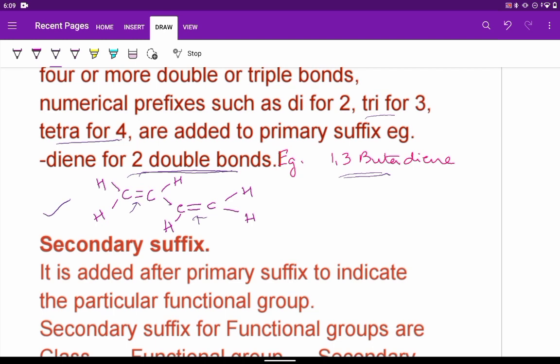Because there are 4 carbon atoms. 4 carbon: 1, 2, 3, 4. 4 carbon atoms means the word root should be but. 1 and 3 suggest the positions of the double bonds. You see, this is carbon number 1. This is number 2. This is the third carbon. This is the fourth carbon. The first carbon has a double bond, and the third carbon also has a double bond. So it is 1,3-butadiene.